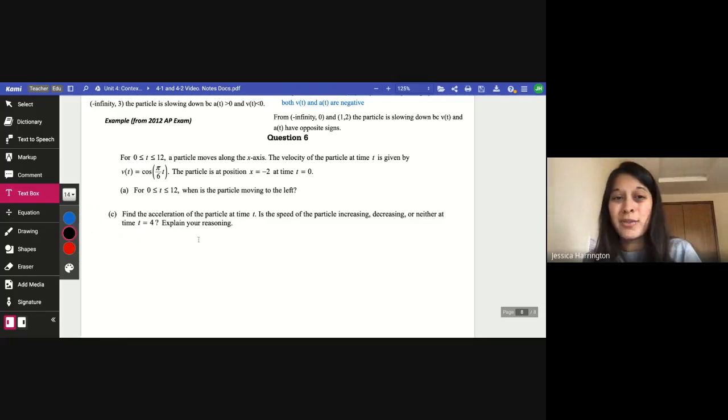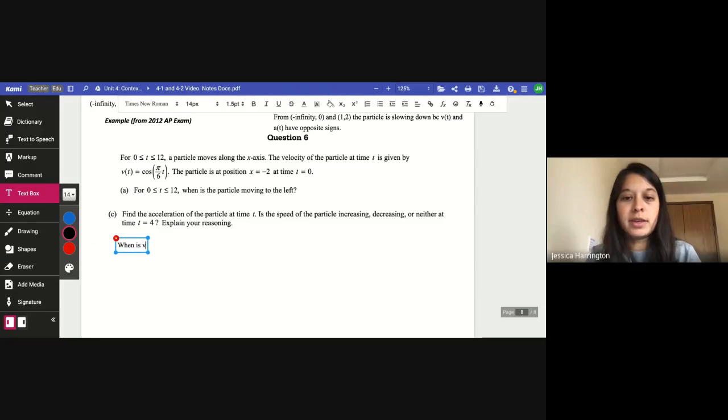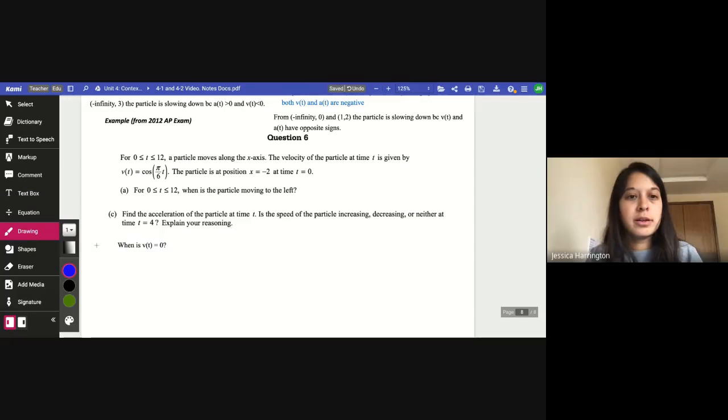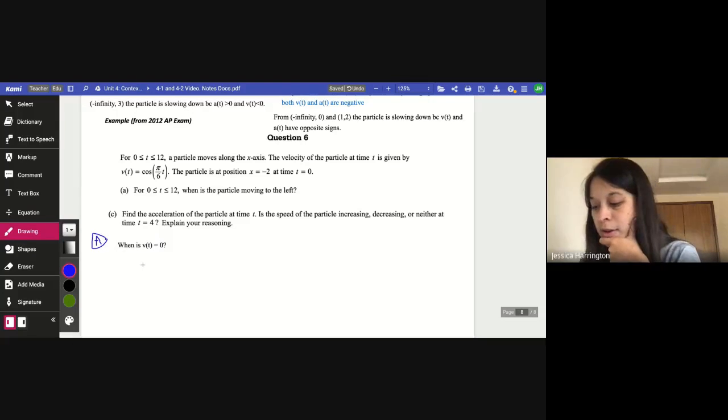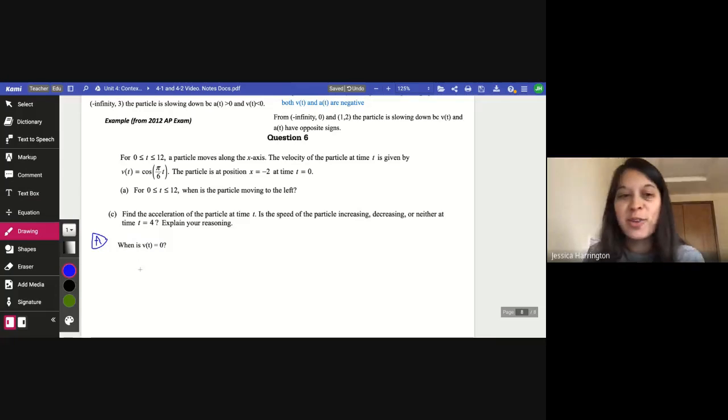To do that, let's first find out when v of t is 0. So when is v of t equal to 0? I'm going to mark this here. This is A. I can write my A correctly. If I look at the v of t function up there, it's cosine of pi over 6 t. So when is that going to be 0? We need to figure out when cosine of theta is 0, right?